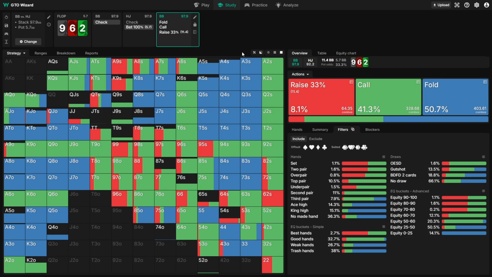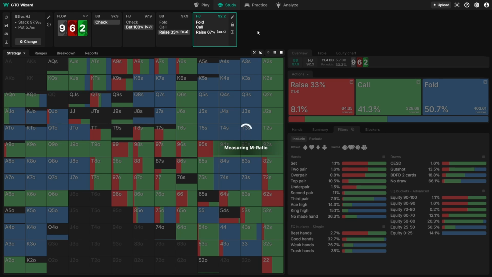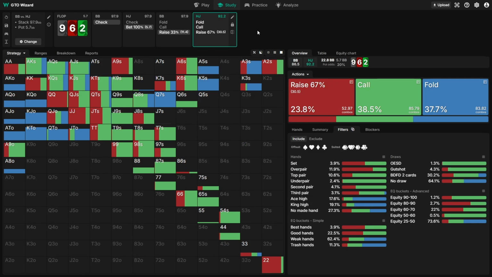And the sizing being very small is a reflection of the fact that we are up against a very polarized betting range. We're up against a betting range that contains hands that have a pretty easy continue and a pretty easy fold. So if you look at Villain's response against our raise, they are doing a fair amount of re-raising because they can put some of our value hands in a tough spot.